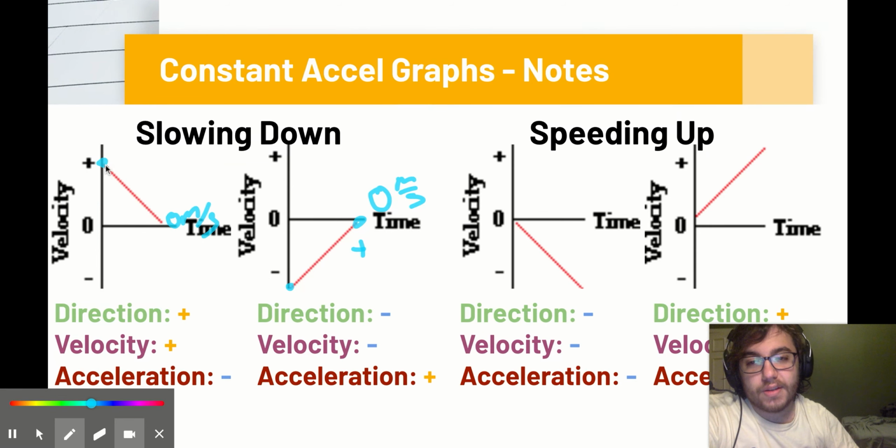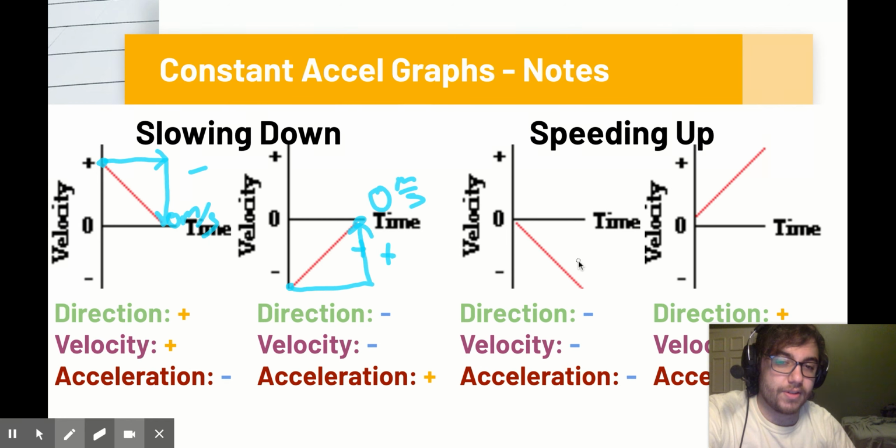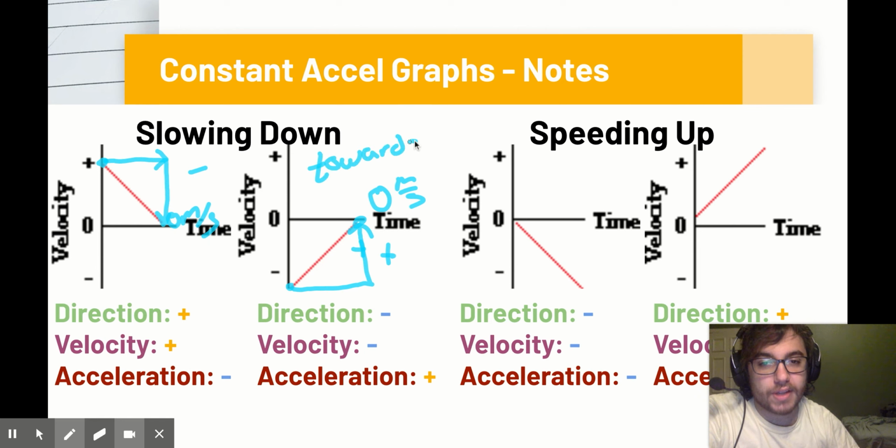Maybe you're noticing a bit of a trend. How do we know that it's decreasing over time? Or that we have an acceleration that's negative? Oh my goodness, we can take rise over run and find the slope and show that that's a negative acceleration. Here we can take the rise over run and show that it's a positive acceleration. You kind of see that? In this case, we're moving away from the 0. So towards 0 for slowing down.